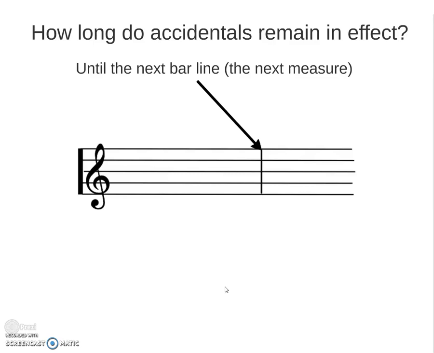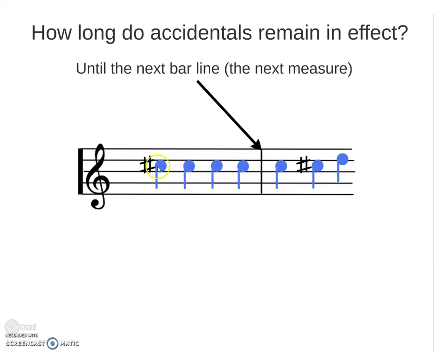Accidentals in the measure will remain in effect until the next bar line, so until here. So let me show you what I mean. Here's a bunch of notes. We're starting off with a C sharp. This sharp will affect all of the notes that are in the exact same space as this C. So it affects this one, and this one, and this one, without us having to write a sharp next to every single one, because these are all exactly the same note in the same space.